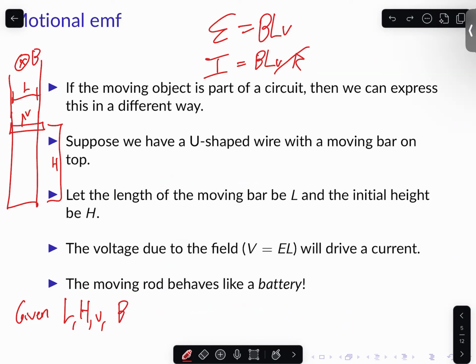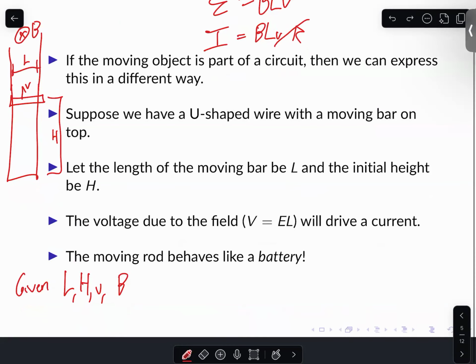Again, I want to emphasize the moving rod behaves like a battery. An uncharged rod with no chemical reaction stored inside it is able to transform energy from magnetic form into electrical form. And ultimately that gets dissipated in thermal form. Okay, let's do numbers. We've written lots of letters.